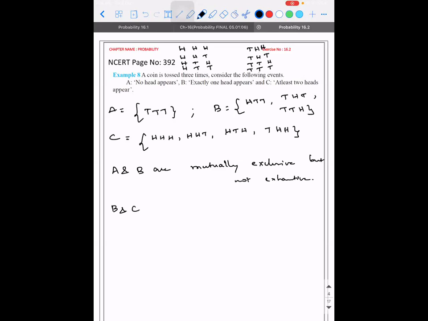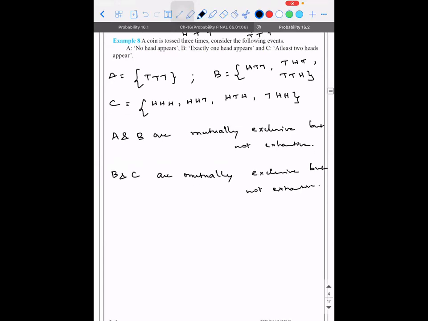B and C are mutually exclusive, but not exhaustive. What about A and C? They are also mutually exclusive but not exhaustive. What about A, B, and C put together?